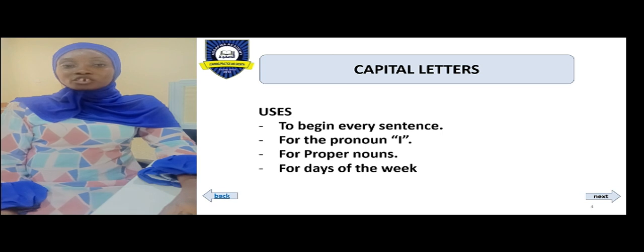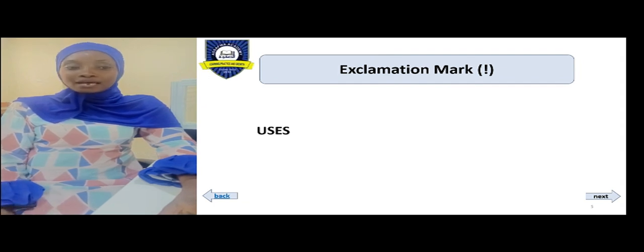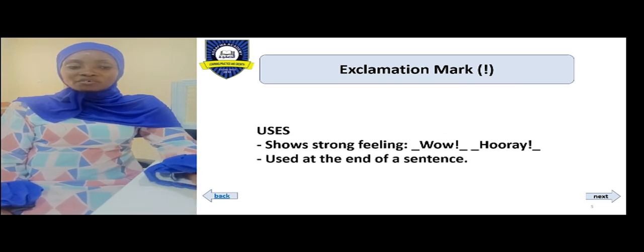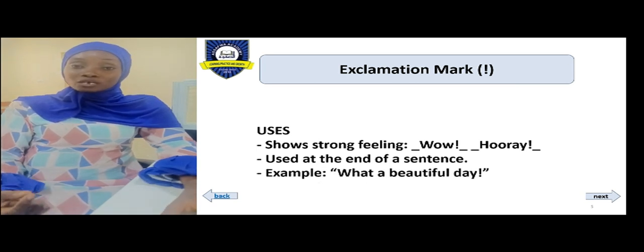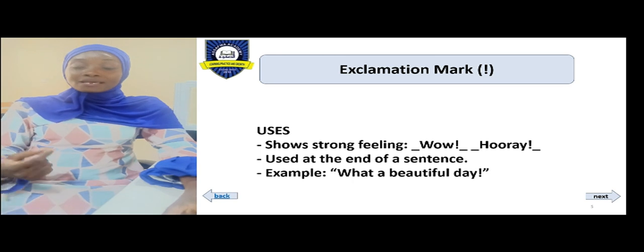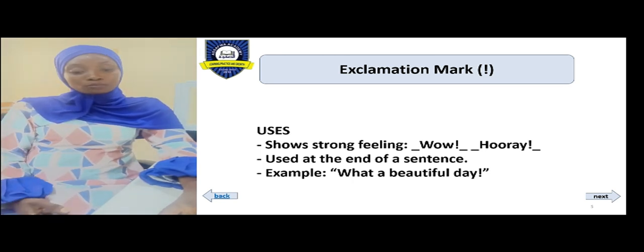Now, for exclamation mark. Exclamation mark is used to show strong feelings, excitement, it could be anger, and so on. We usually use it at the end of a sentence, and we have an example like, what a beautiful day. If you write it without the mark, the person cannot tell that there is a strong emotion behind it, but if you put the exclamation mark, it shows that that sentence was actually said with strong emotion.